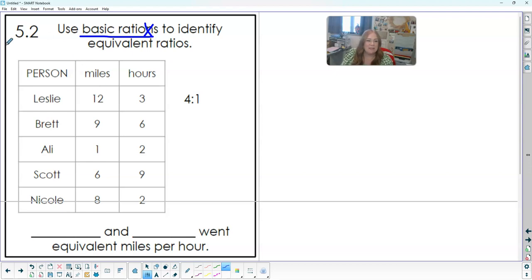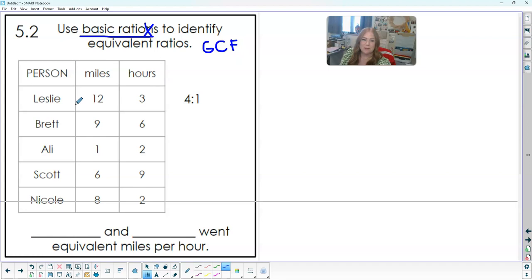So we're going to take these people, Leslie, Brett, Allie, Scott, and Nicole, and this is how many miles that they ran, and this is how many hours it took them, or walked, or whatever they were doing. So they were walking. This is how many hours it took them. So we want to see who was walking at the same rate. So we're trying to find really their greatest common factor to divide them by.